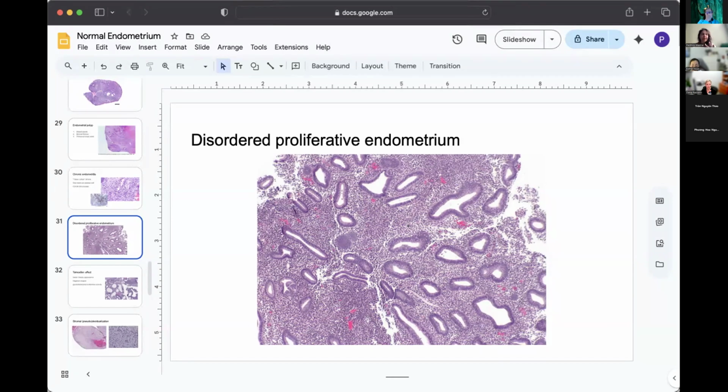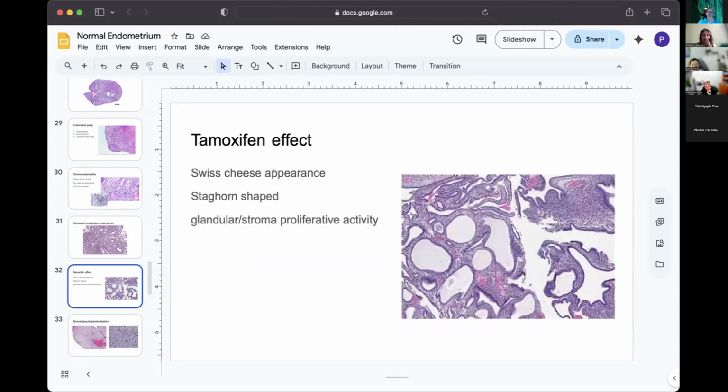So it's sort of a change to the overall endometrium, as opposed to hyperplasia or carcinoma, where those are focal entities, or polyp, things like that. With disordered proliferative, the entire thing is taking this on.